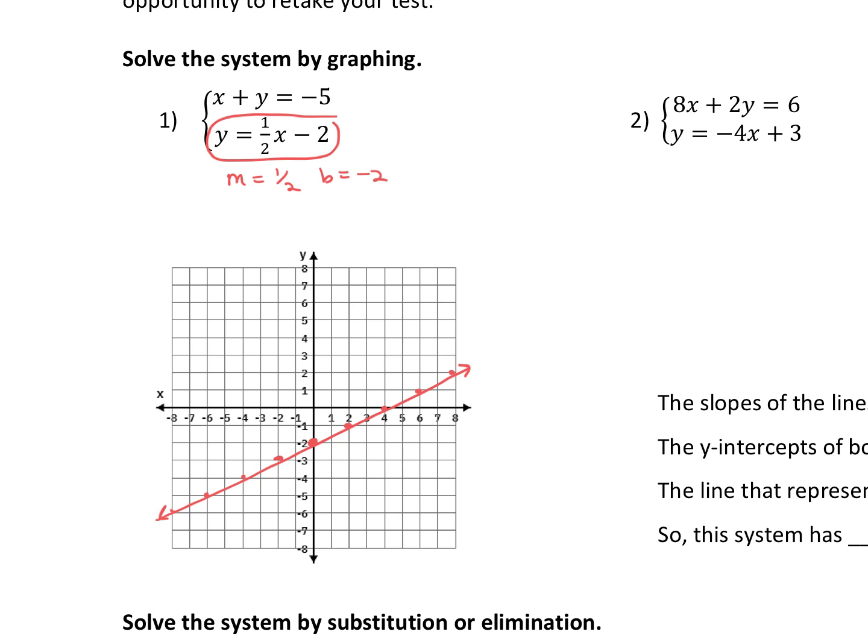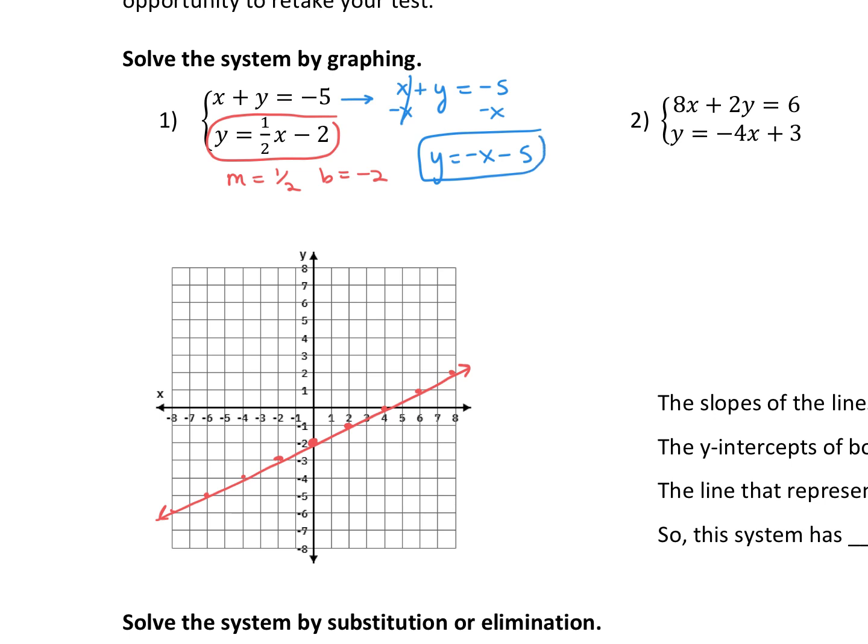All right, now our second equation that we are going to graph is this one, x plus y equals negative 5. Now this one is not ready for us to graph because it's not solved for y. We like to graph from slope-intercept form, so let's solve for y to get the y by itself. We can do that by subtracting x from both sides, giving us y equals negative x minus 5.